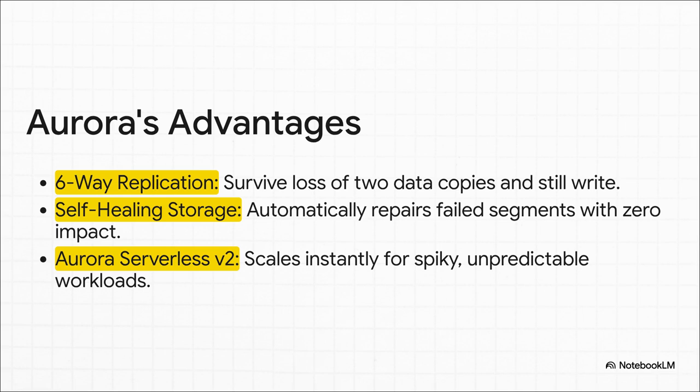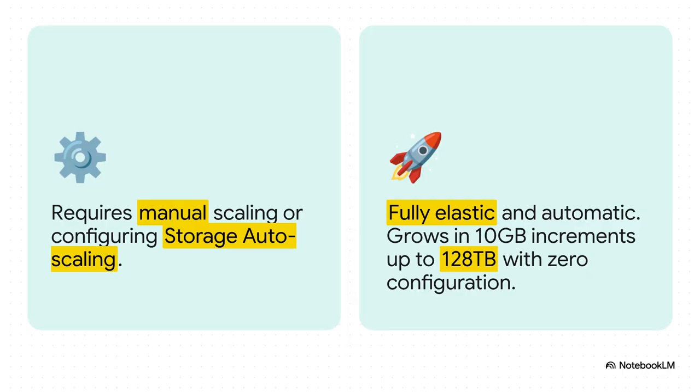And for those really unpredictable workloads, like a flash sale, Aurora Serverless v2 can scale up and down almost instantly to meet the demand. The difference in how you manage storage is also just massive. With a standard RDS instance, you have to pre-provision your storage size, or you have to carefully configure its auto-scaling settings. With Aurora, you just don't. You don't even think about it. The storage is completely elastic. It just grows as you need it, in 10 gig increments, all the way up to 128 terabytes. It's just one less thing you have to worry about.